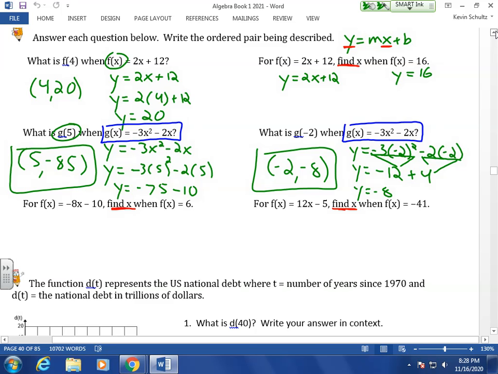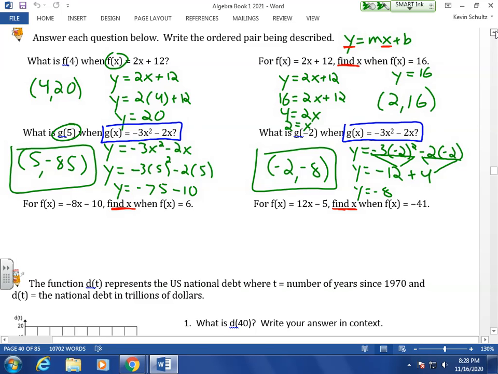Okay? So 16 equals 2x plus 12. And now it's just order of operations to solve this. Basic two-step equation. Subtract 12 from both sides. We get 4 equals 2x. Divide both sides by 2. And we get an x value of 2. So that represents the ordered pair 2, 16. X is 2, y is 16.